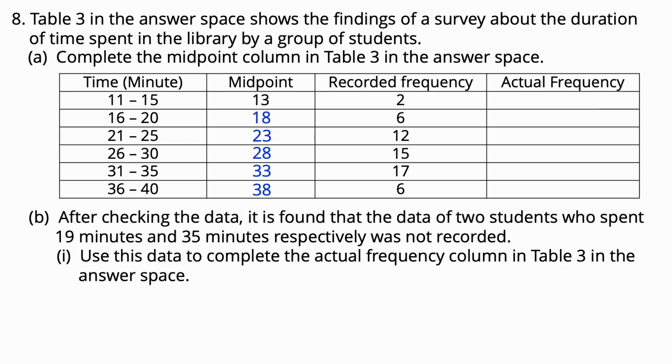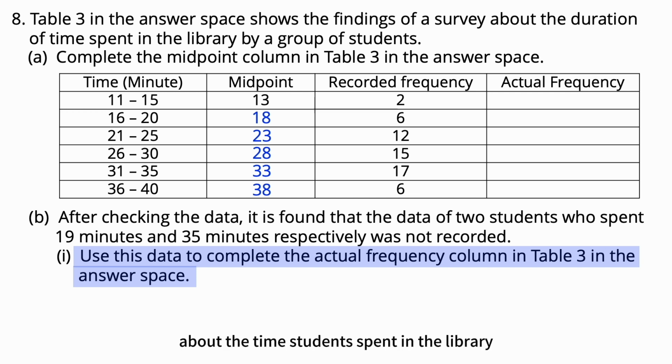B. After checking the data, it is found that the data of 2 students who spent 19 minutes and 35 minutes respectively was not recorded. 1. Use this data to complete the actual frequency column in Table 3 in the answer space. This table shows a survey about the time students spent in the library. The recorded frequency is the initial data collected. After checking, it was discovered that 2 students' data was missing.